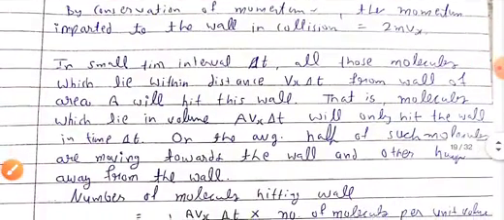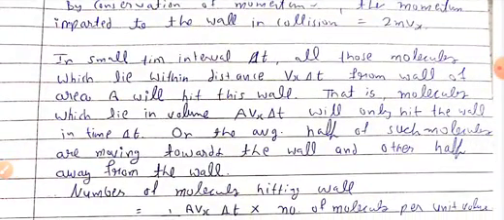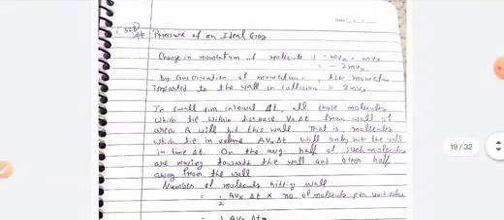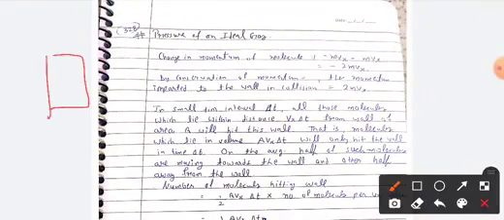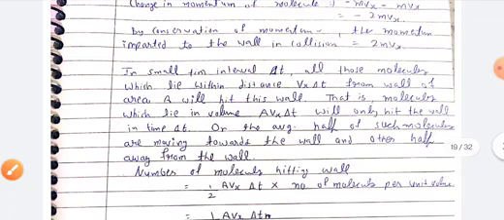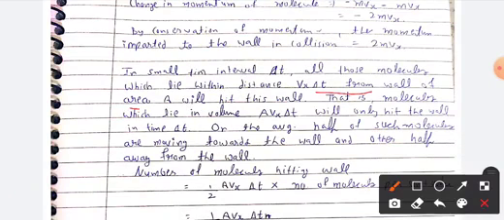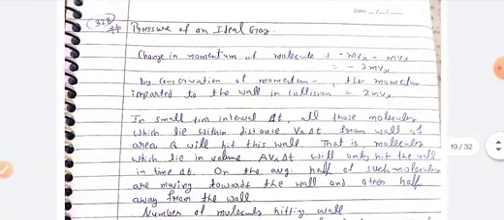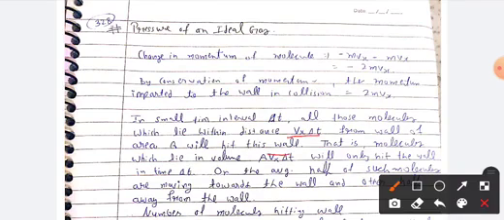Correct? So in a small time interval, let us say delta t, all those molecules which lie within the distance Vx delta t will hit. See, this was the wall, and the molecule was going with velocity Vx, so in time delta t the distance covered will be Vx into delta t. Correct? So the molecules which lie within the distance Vx delta t from the wall of area A will hit this wall. The molecules at a distance Vx delta t from the wall will only collide with the wall in the time interval delta t.